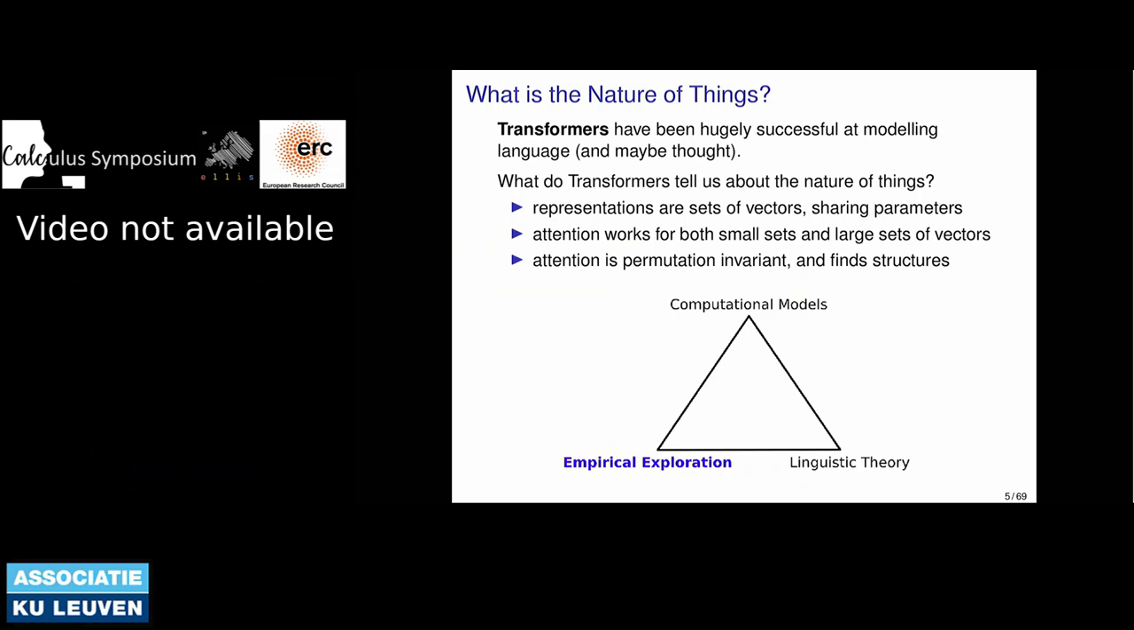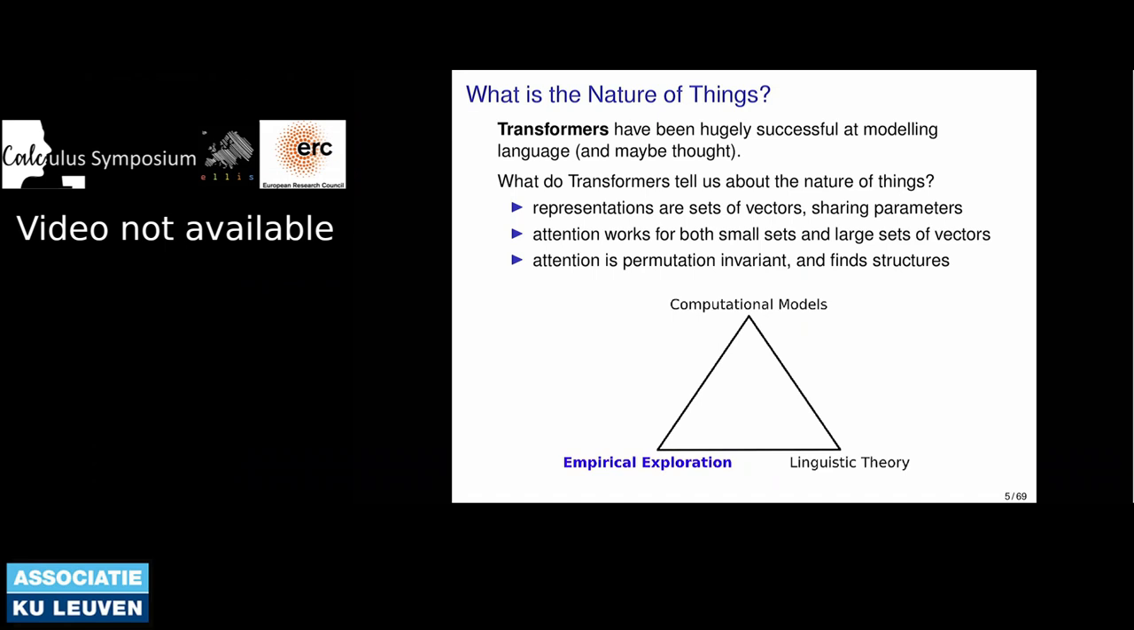Well, transformers, so large language models, are extremely effective models of language. Somehow they have learned the generalizations of language very well, and maybe even in some cases learned some things about reasoning. So what do transformers tell us about the nature of things? Well, transformers do not embed a text into a single vector. They embed a text into a sequence of vectors. And the parameters of the model are shared across the different positions in that sequence. So it's a lot like systematicity and constituency in linguistics.